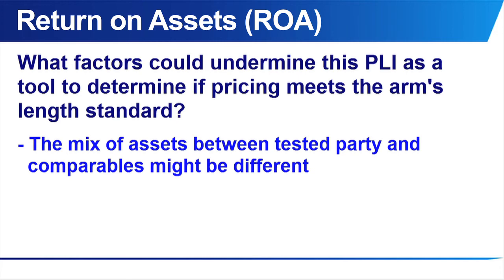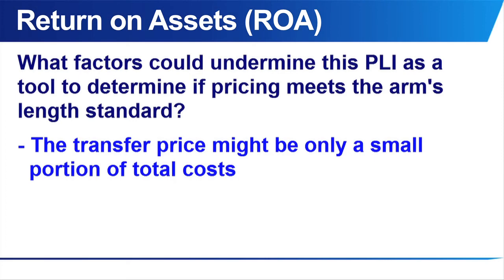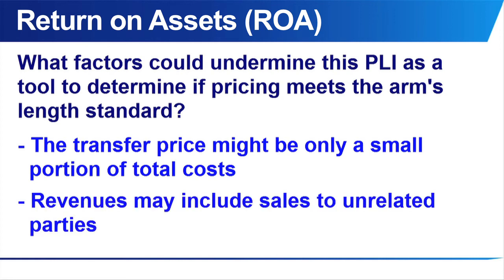Finally, where the transfer price included in either price, P, or unit cost, UC, is a small component of their values, this could render the ROA as not sensitive to the changes in the transfer price. Specifically, the transfer price might be only a small portion of total costs. This is the case of a distributor that also buys products not only from a related manufacturer, but from other unrelated parties. Additionally, revenues may include sales to unrelated parties.